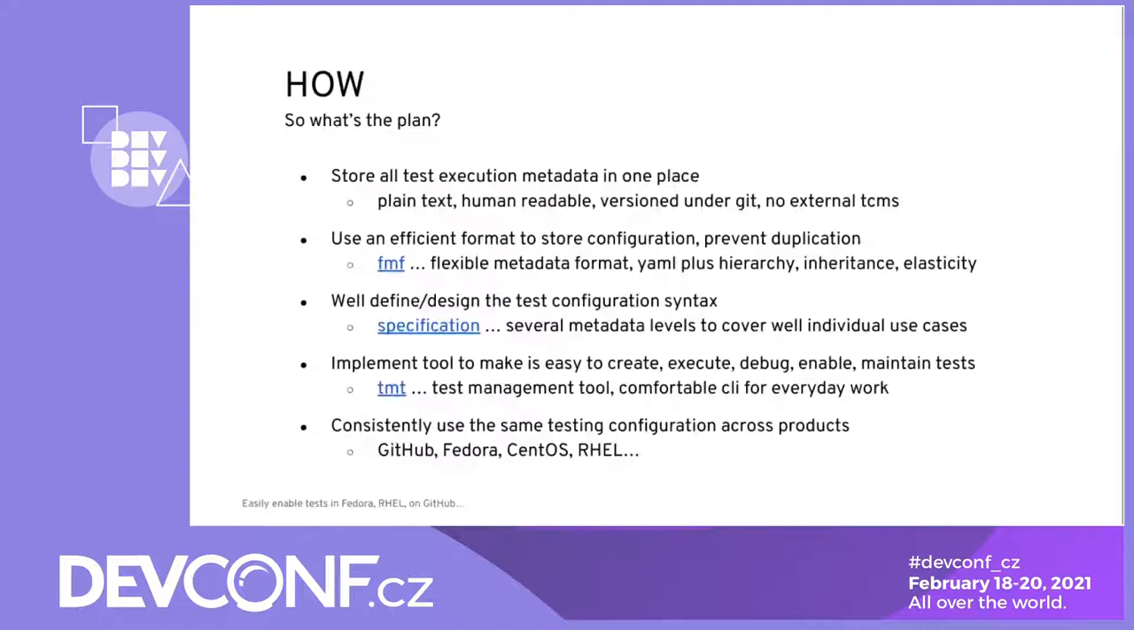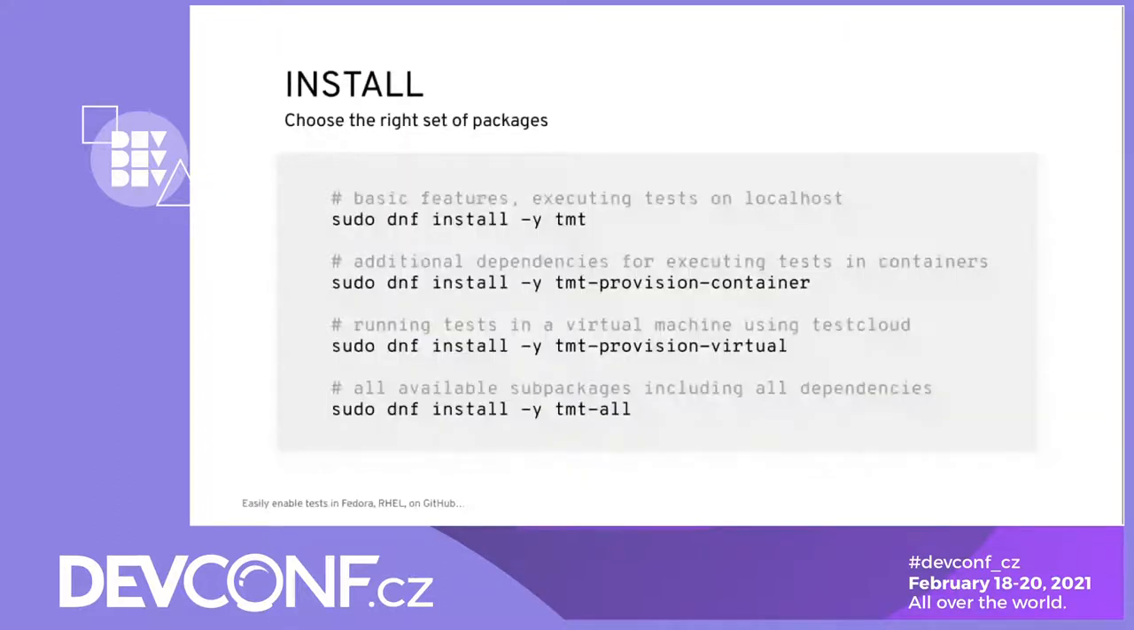So let's see. If you want to start experimenting, and we encourage you to experiment during the session, these are the first steps. You should install the tool. It's available in Fedora, so you can just do dnf install tmt. You get the basic set of features. There are extra subpackages which have additional dependencies, like for provisioning in a container or provisioning in a virtual machine. If you don't care about disk space and want to have everything, just install tmt-all.